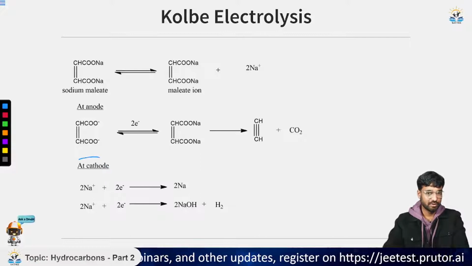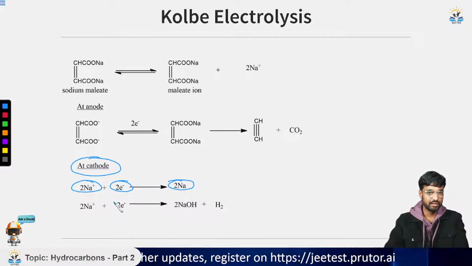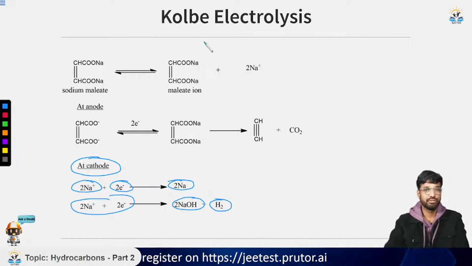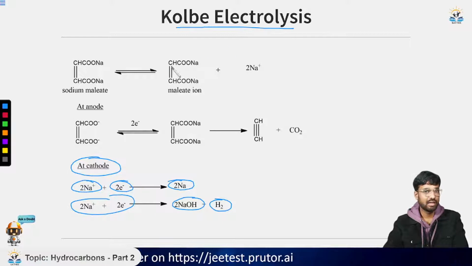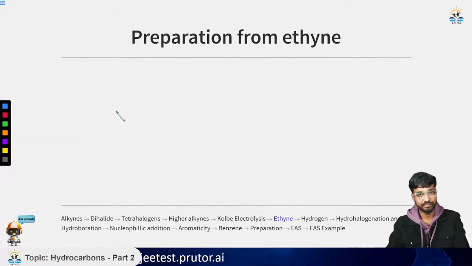And at the cathode, what will happen? This 2Na+ will take 2 electrons and we have 2Na, and 2Na plus 2 electrons can also form NaOH and H2. So through Kolbe electrolysis, alkyne can also be formed. So it can give alkene also, it can give alkyne also.